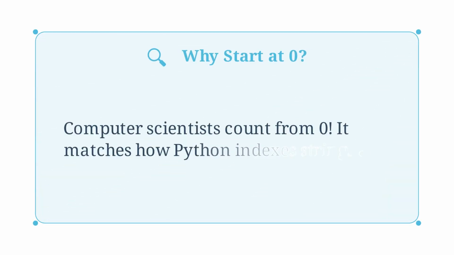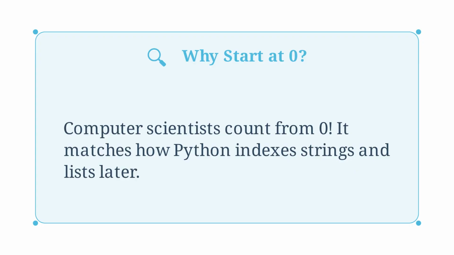Why do we start at 0? Computer scientists count from 0 because it makes math easier for computers. It's like calling the ground floor 0 and the first floor 1.